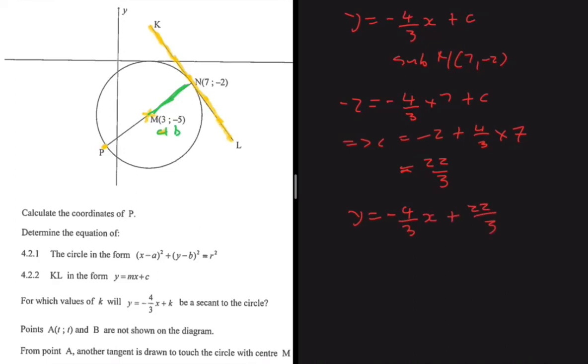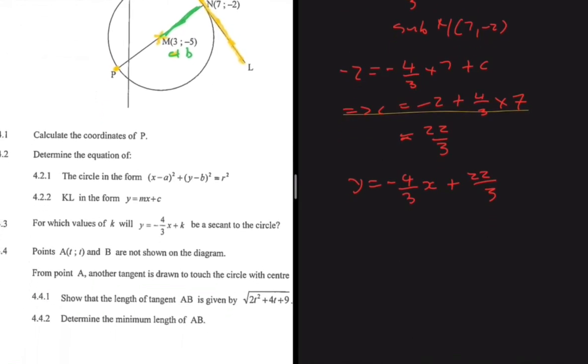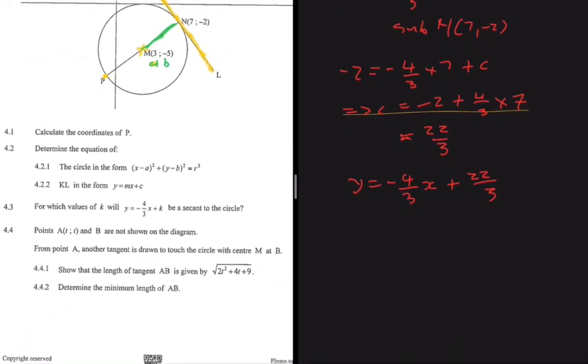But then this equation looks shady, so let me just substitute the x value of N and see if I will get the y value, right? Perfect. I'm getting minus 2 when I substitute 7. So I think we're good to go. And then the follow-up question, 4.3.